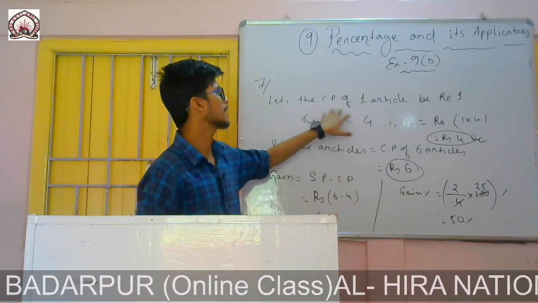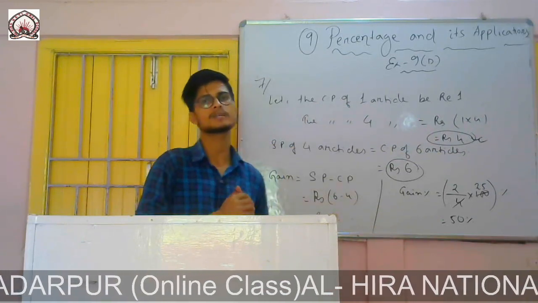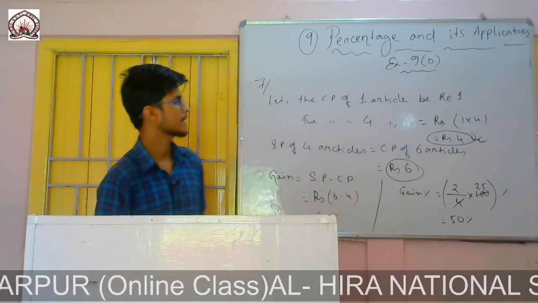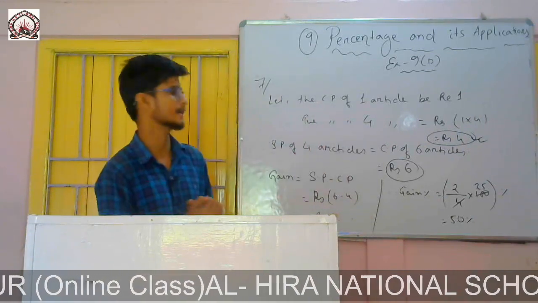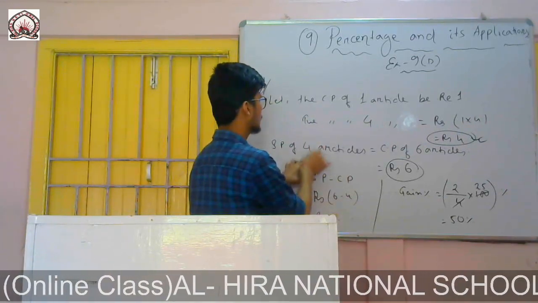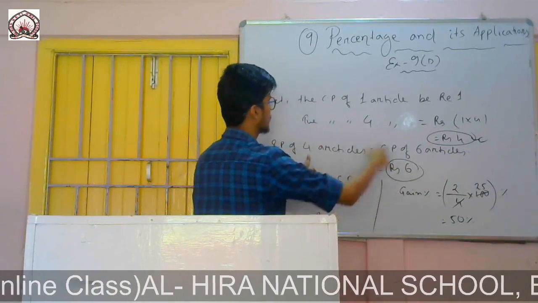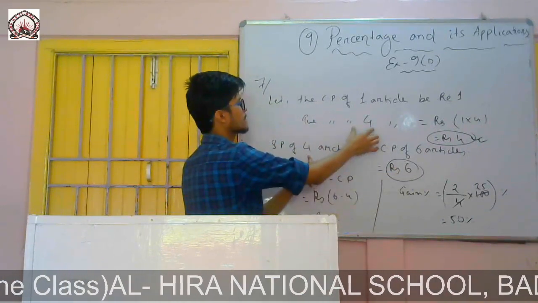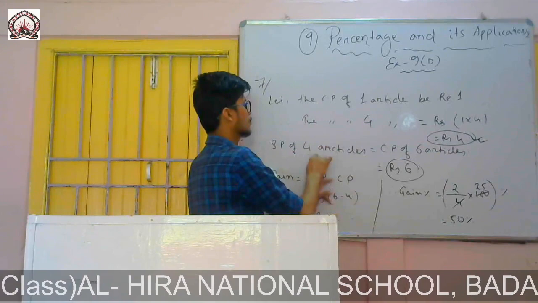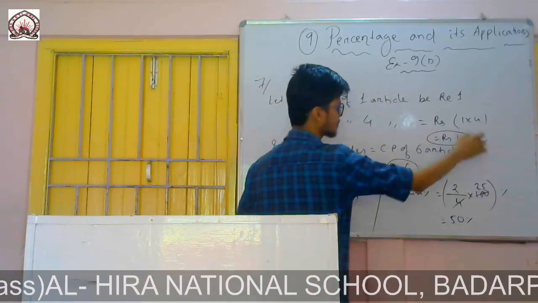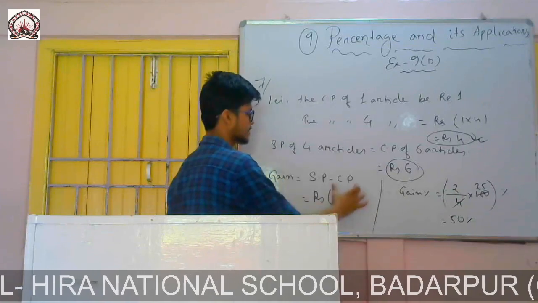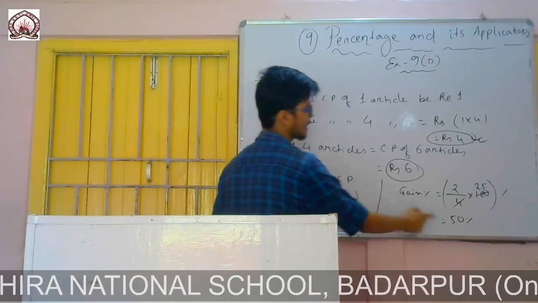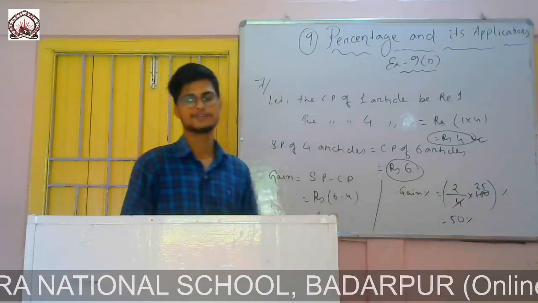First of all, I let the CP of one article be rupees 1. The question gives that CP of 6 articles is equal to the SP of 4 articles. That's why SP is given for 4 articles. So you can easily find 6, but that's why I found the CP of these 4 articles. CP of 4 articles is 4 and SP of 4 articles is 6. SP minus CP is the gain, and gain percent is equal to 50%.